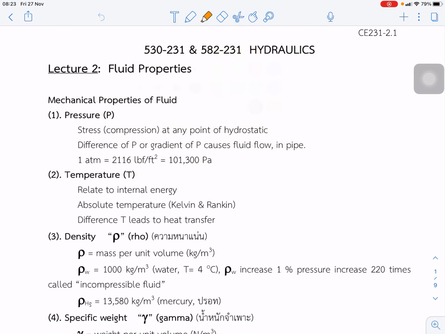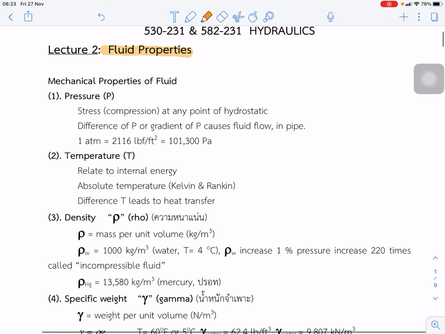Lecture 2, Fluid Properties. The first property of the fluid is what we call the mechanical property of fluid. The first parameter is pressure. We already talked about pressure in the last lecture. The meaning of it is like the stress or compression at any point of the hydrostatic. And the difference or gradient of pressure causes the fluid to flow. So we can look at this in terms of dp over dx, the pressure difference with respect to distance.